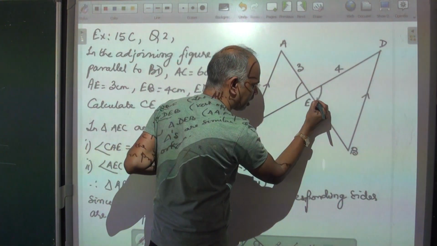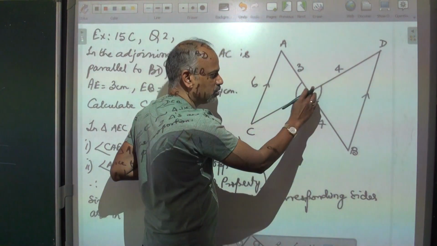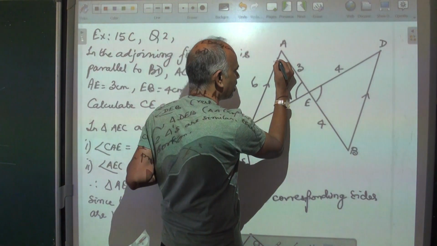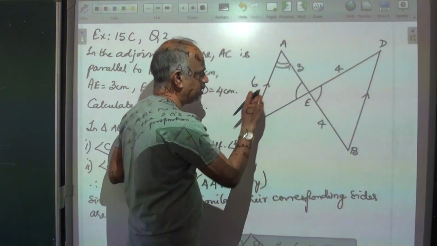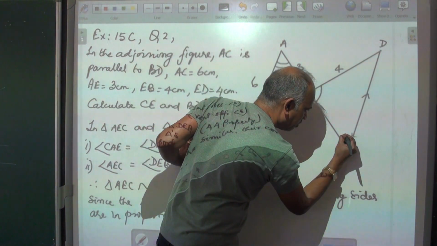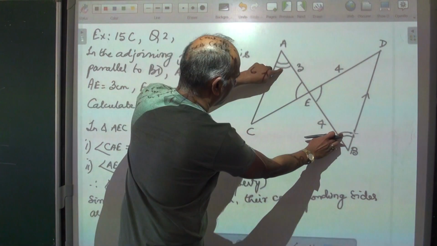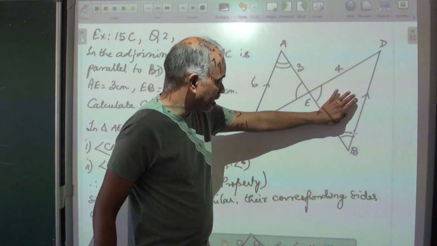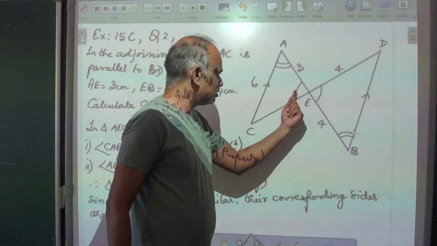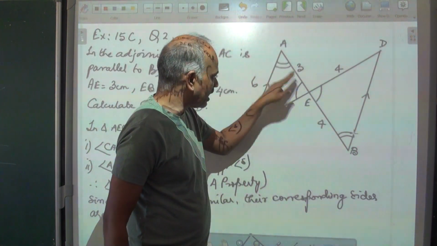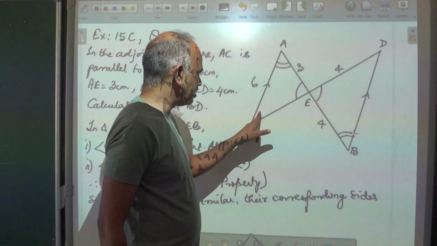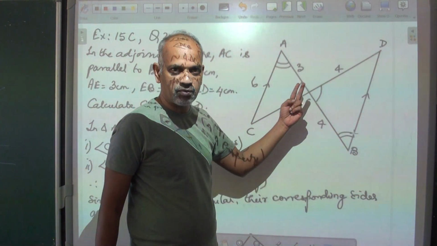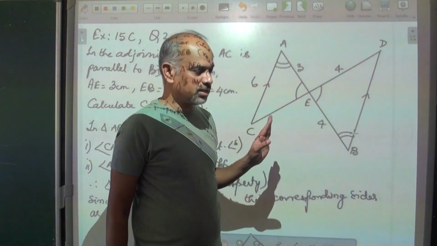For the first angle I have used a single arc. For the second one I will mark with a double arc. Angle A and angle B will be equal. These two angles are called interior alternate angles. So look at both triangles. Are two angles equal? The first one is equal. The second one is also equal. Naturally, the third one also will be equal. We don't have to mark the third one. It is enough to prove that two angles are equal. Therefore, the two triangles are similar.